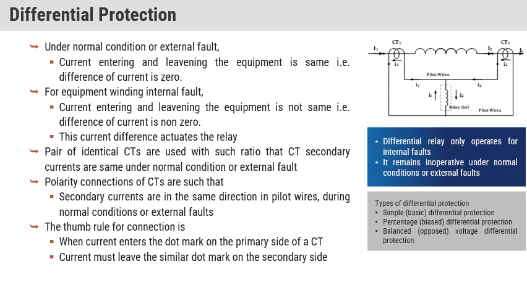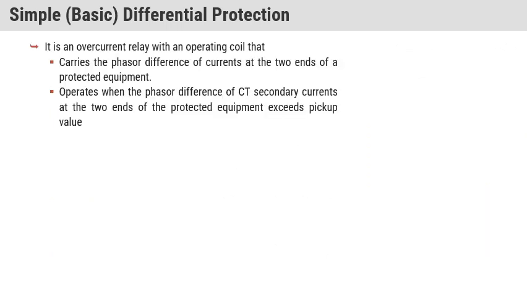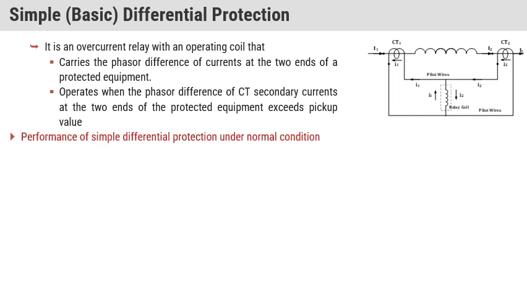So the types of differential protection are: simple or basic differential protection, percentage or biased differential protection, and balanced or opposed voltage differential protection. First, the simple basic differential protection. How it works: it is an overcurrent relay with an operating coil that carries the phasor difference of currents at the two ends of the protected equipment. It operates when the phasor difference of CT secondary currents at the two ends of the protected equipment exceeds the pickup value.